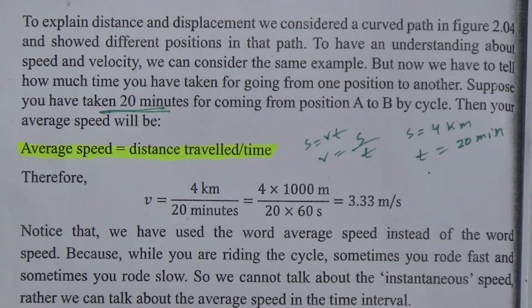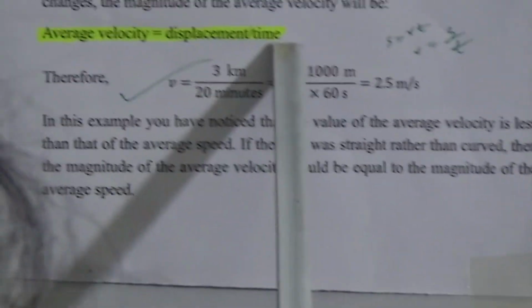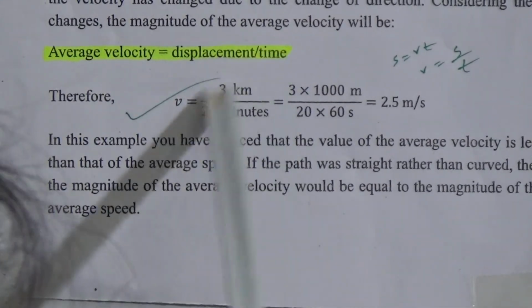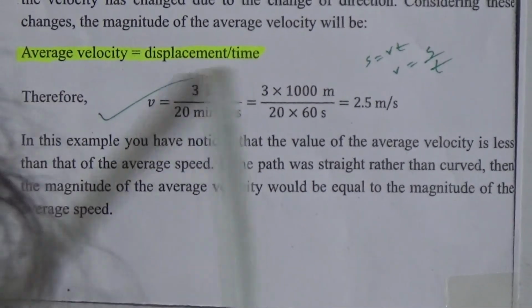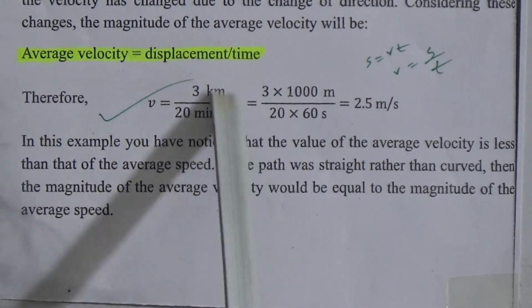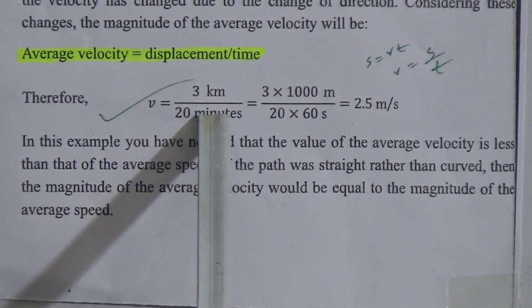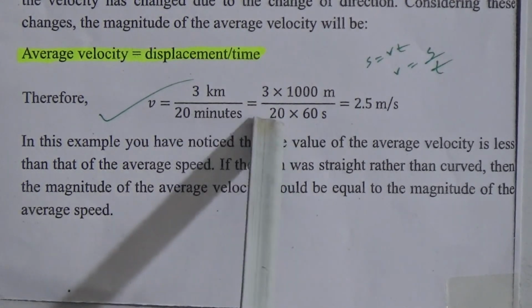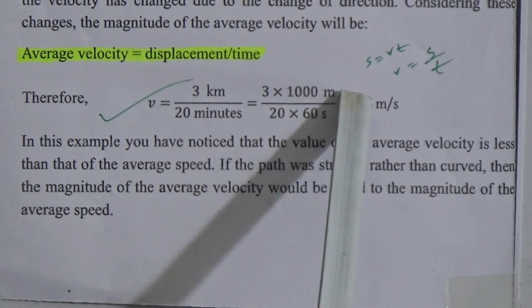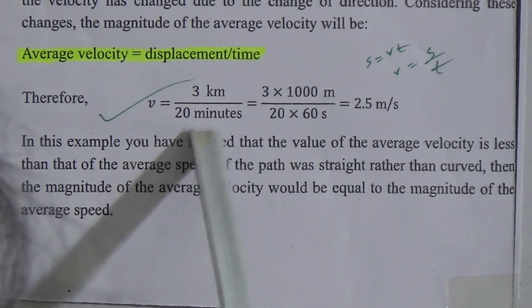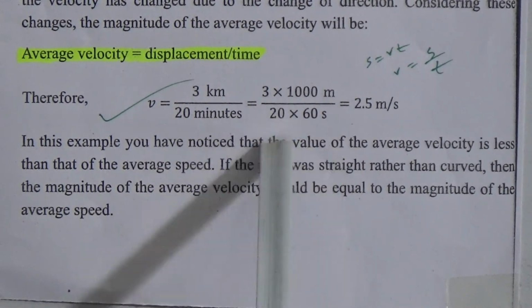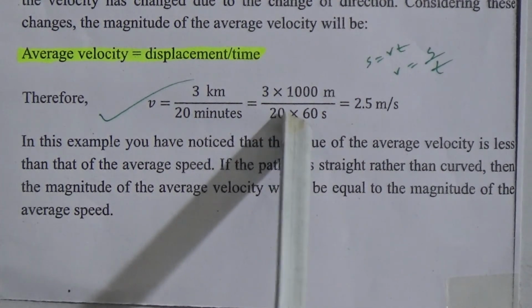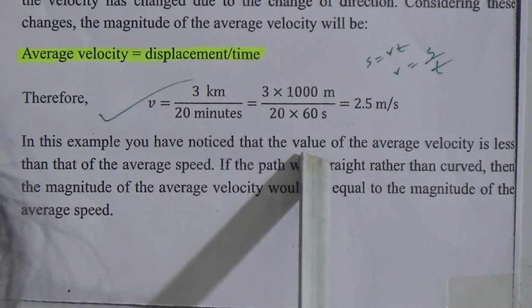Now here is another math. Here is average velocity. The average velocity formula equals displacement by time, and we calculate with the same procedure, V equals S by T. Our S value is 3 kilometers. We convert kilometers to meters by multiplying by 1000, so 3 into 1000 meters, and 20 minutes to seconds, 20 into 60 seconds. After calculating, we get 2.5 meters per second.